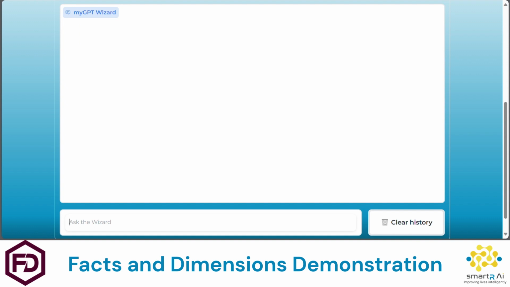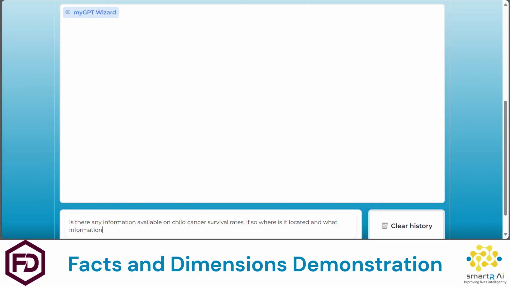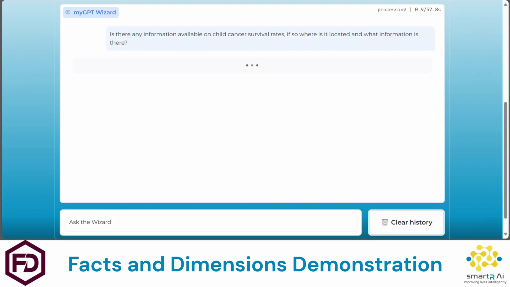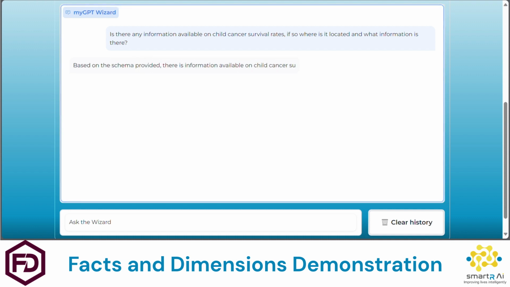Let me ask a first question. I'm going to ask, is there any information available on child cancer survival rates? If so, where is it located and what fields are there? MyGPT looks at all the information in the Facts and Dimensions database. There is no computer code to learn or fancy queries. You just ask it a question and back comes your answer. You interact with your data as if you were talking to another person. This is the power of AI. It transforms how you look at data.